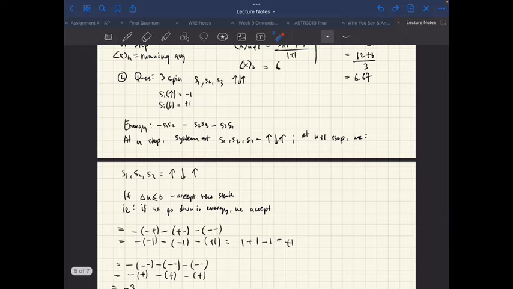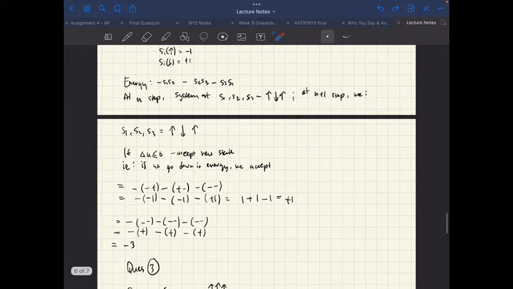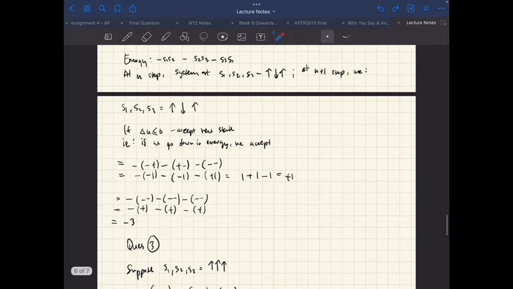Question number 2 asks us to find whether the middle spin flip is okay or not. We are given this first state, up, down, up, and up is -1, down is +1. This is our energy, or Hamiltonian, and so we can figure out what this energy is. S1 is up, S2 is down, and S3 is up, so S1 is negative and S2 is positive. We do this, and we got that the first energy is +1.